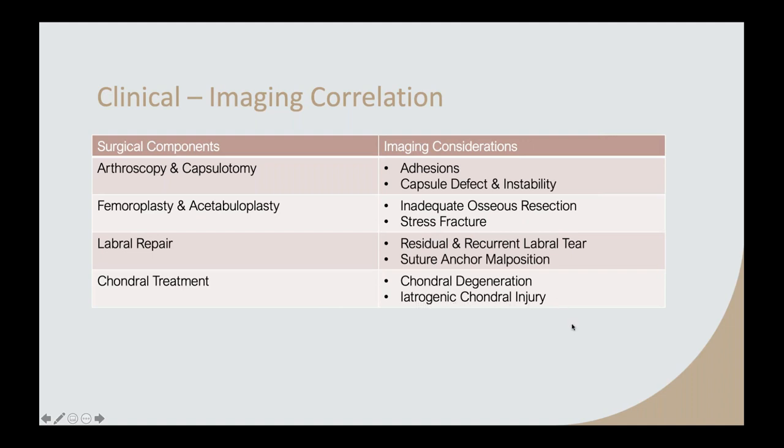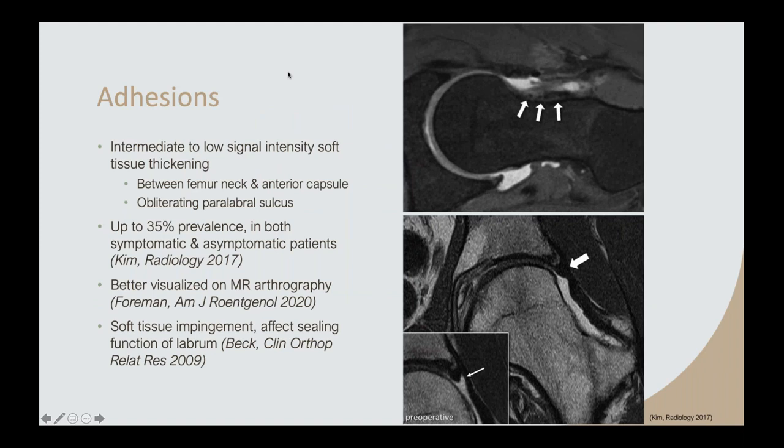So let's start off with adhesions, right? It's not uncommon. Studies show up to 35% prevalence, and they can be seen in both symptomatic and asymptomatic patients post-op. What am I looking out for? Soft tissue thickening, intermediate to low signal intensity, commonly between the femoral neck and the anterior capsule, like in this image here, or they can also obliterate the paralabral sulcus. The normal paralabral sulcus pre-op, you see there's a small sulcus here, and on the post-operative scan, you see that it's attached to the peripheral part of the joint capsule. This is definitely better visualized if you perform an MR arthrography.